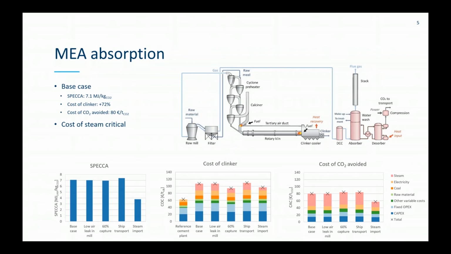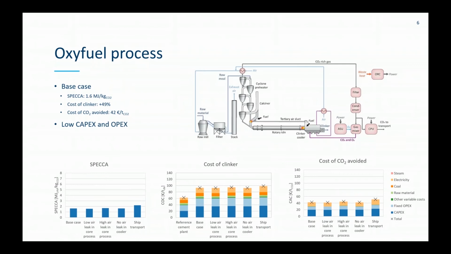Now, moving on to the Oxyfuel technology. In this technology, the combustion in the rotary kiln itself is performed with an oxidizer, mainly consisting of oxygen and CO2, instead of air, as is done in the reference kiln. And this is shown here in the process schematic to the right.